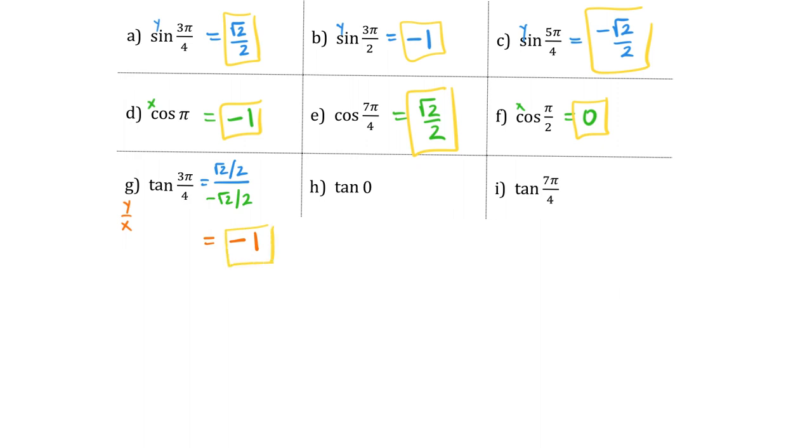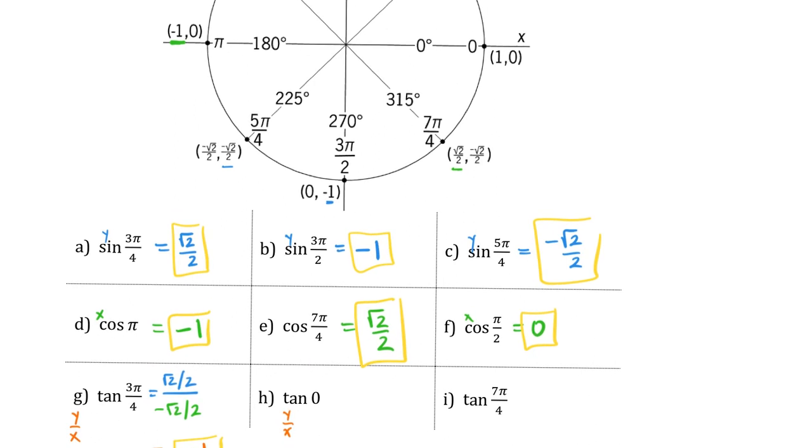Okay, let's do tangent of 0. Remember, tangent is y over x. So I'm going to go to 0. Where is 0? Here's 0. 0 is 1, 0. So this is the x, this is the y. So I'm going to do y divided by x. 0 divided by 1, 0.